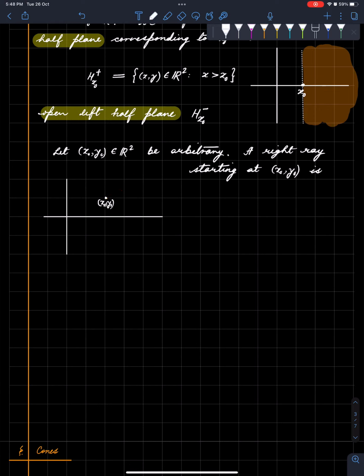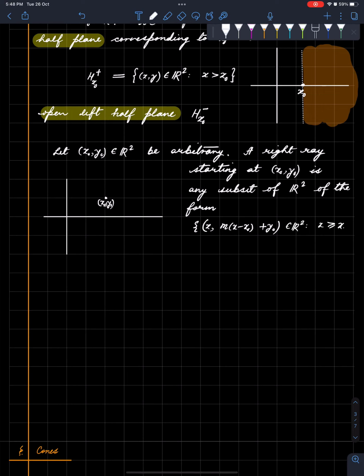So let me just say formally what it is. A right ray starting at (x naught, y naught) is any subset of R2 of the form (x, y), so this is basically (x, m(x minus x naught) plus y naught), all the points where x is greater than or equal to x naught.